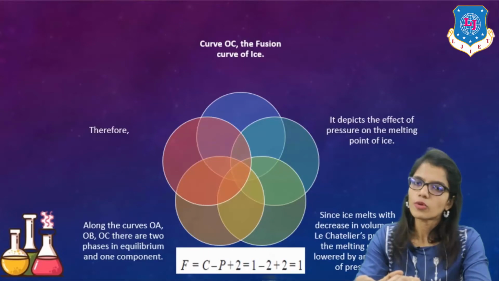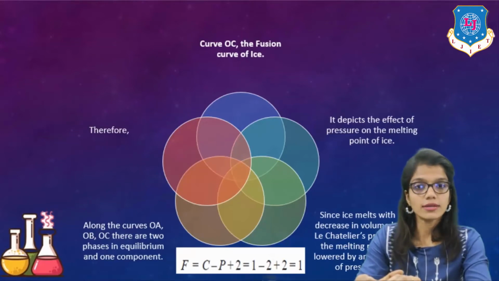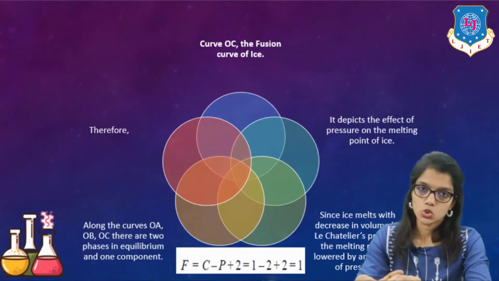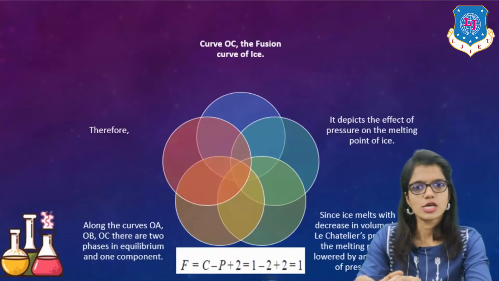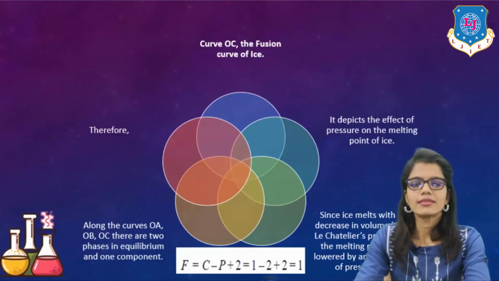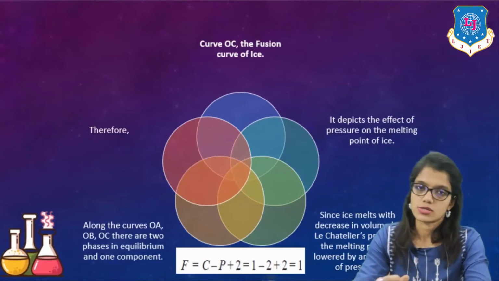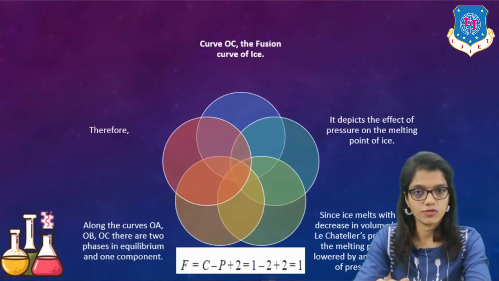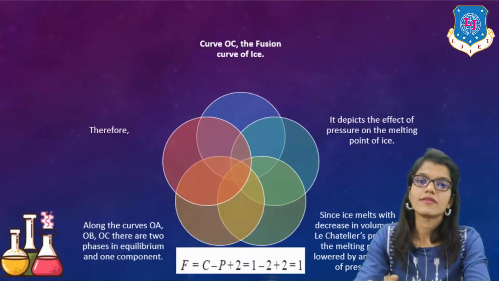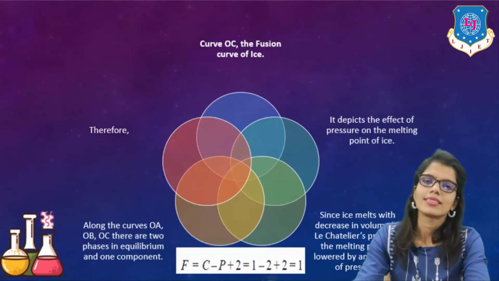How many components are possible? 1. Number of phases possible? 2. Let's put the values. 1 minus 2 plus 2 is equal to 1. So the degrees of freedom allowed is 1. Right? In this manner we can calculate it for each and every different feature. Here we have taken a look at curves. Next we will see in our next session. Thank you so much everyone.